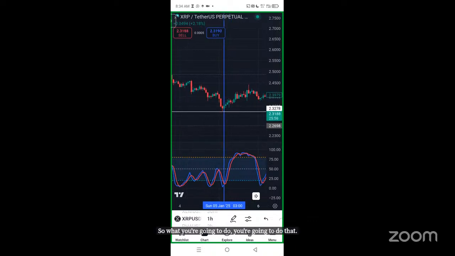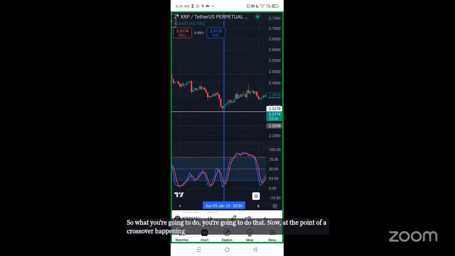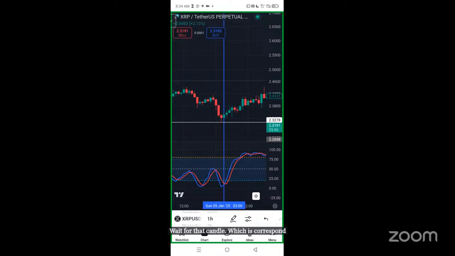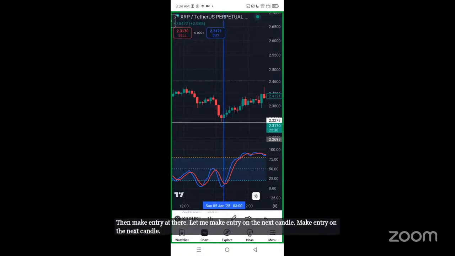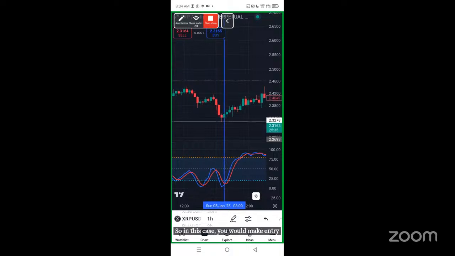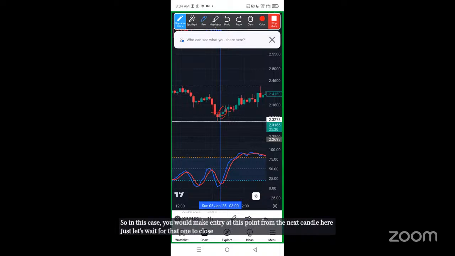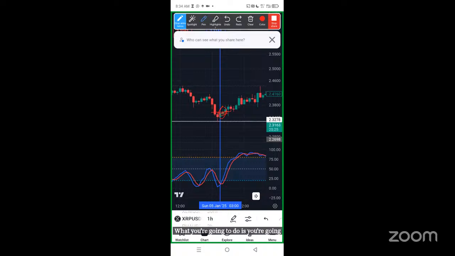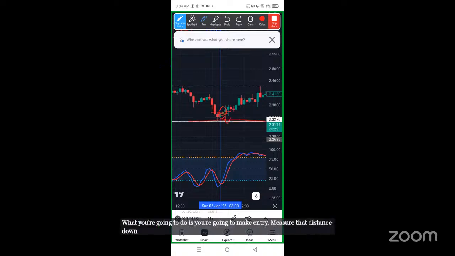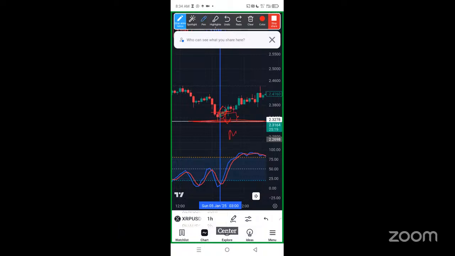Now, at the point of the crossover happening, wait for that candle, which is corresponding to the crossover point, to close. Then make entry on the next candle. So in this case, you would make entry from the next candle here. Let's wait for that one to close, then you time the next one. Once the next one opens, you make entry. Measure that distance down to this line. The percentage you get there is the margin call drop.